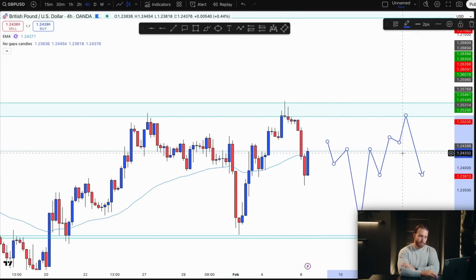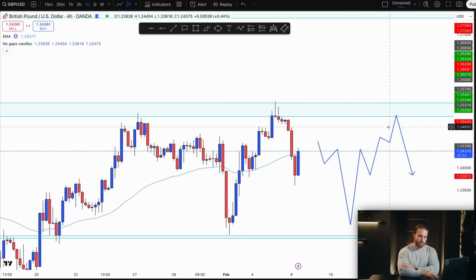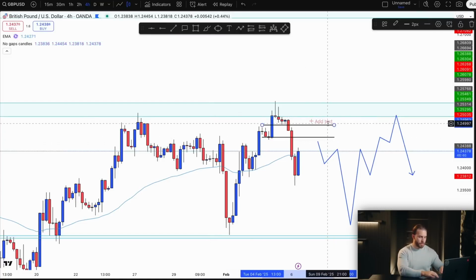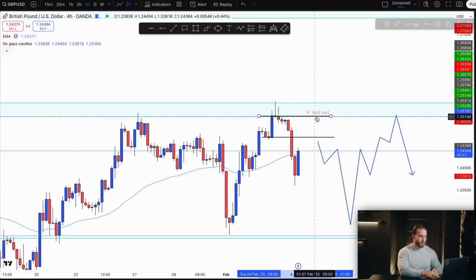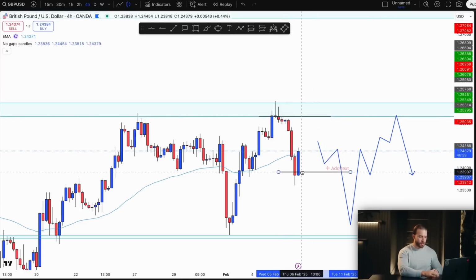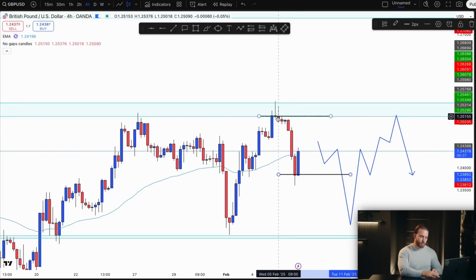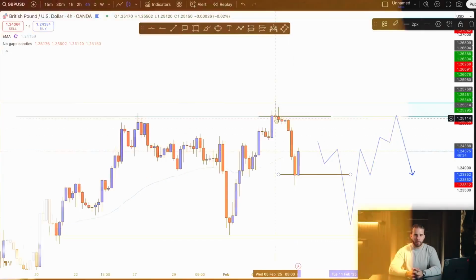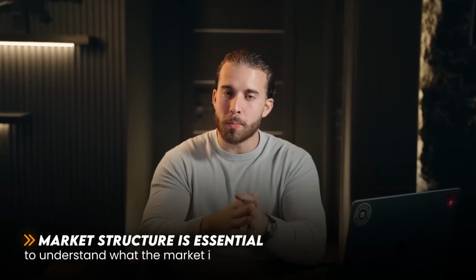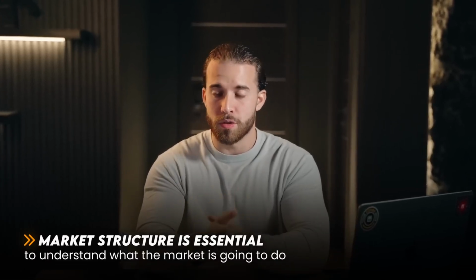This market went from creating bullish structure to now shifting to bearish structure. This was the higher low at one point, and this was the higher high at another. The moment the candlestick closed under, this has now shifted to being the lower low, and this has now shifted to being the lower high. Reading market structure is so essential to understanding what the market is going to be doing so you can make an execution on a trade and make money.